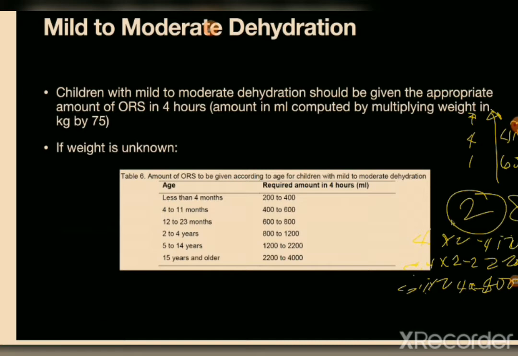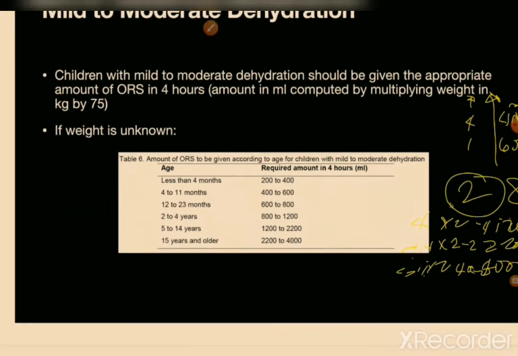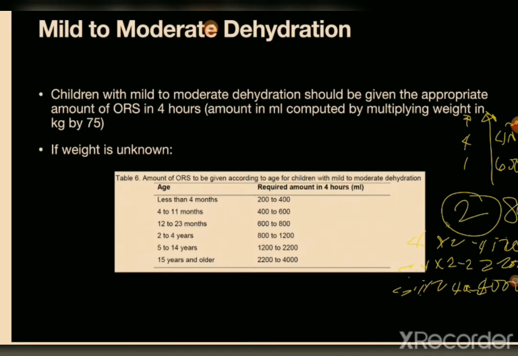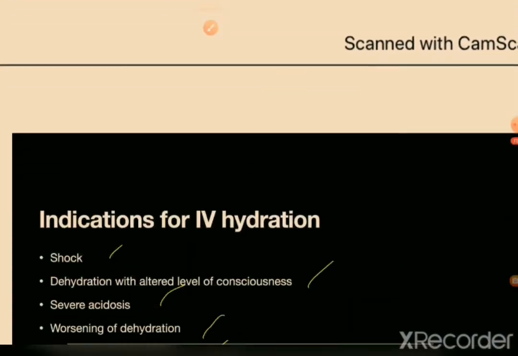In less than 4 months, that's 200 to 400. Then 4 to 11 months, 400 to 600. Then 12 to 23 months, 600 to 800. 2 to 4 years, 800 to 1,200. Then 5 to 14 years, that's between 1,200 to 2,200. Then 15 years and older, that would be 2,200 to 4,000. Again, that's for mild to moderate dehydration.